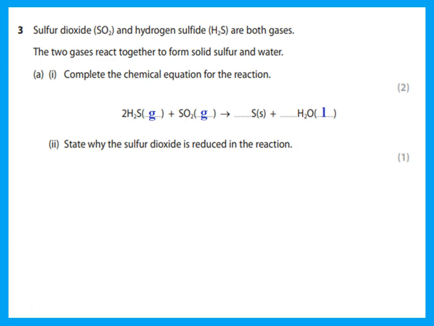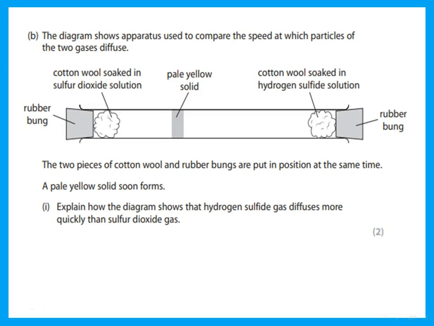State why sulfur dioxide is reduced in this reaction. Remember, when something is reduced, that is because in this case, it has lost oxygen. The diagram shows apparatus used to compare the speed at which particles of the two gases diffuse. The two pieces of cotton wool and rubber bungs are put in position at the same time. A pale yellow solid forms. Explain how the diagram shows that hydrogen sulfide gas diffuses more quickly than sulfur dioxide gas.